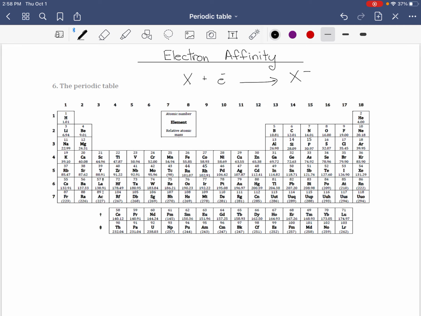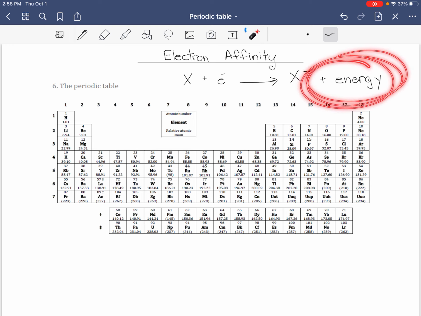Now, would the atom like that? If the atom becomes stable by doing that, trust me, you're going to get lots of energy as an output. You'll release lots of energy if you put an electron onto an atom and the atom becomes stable from it.